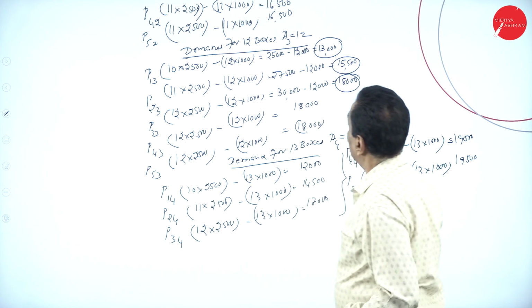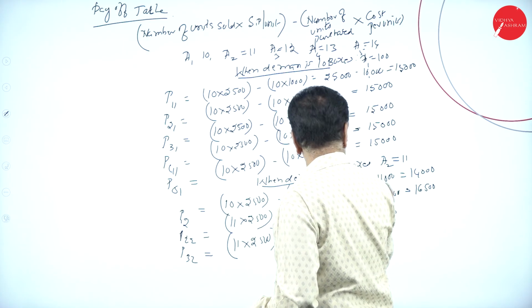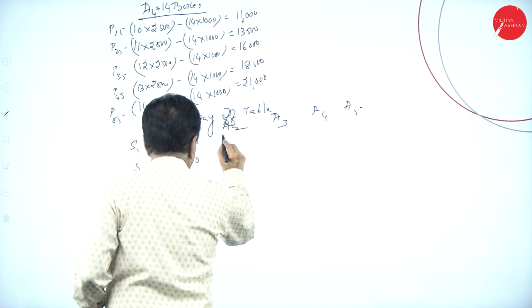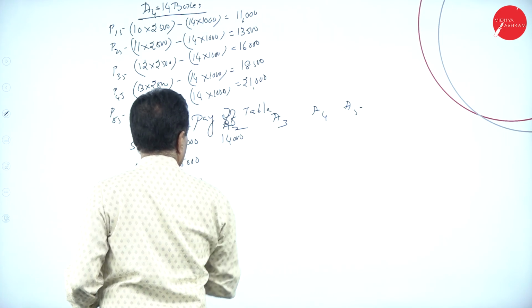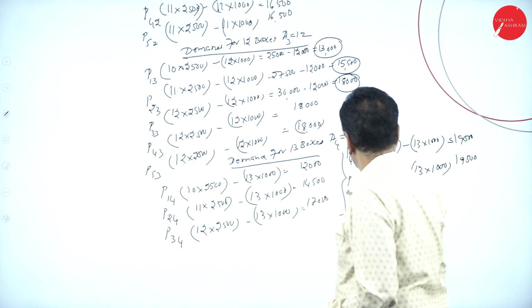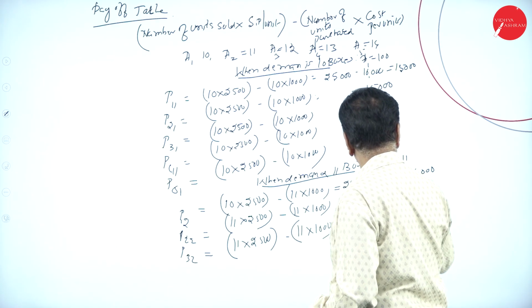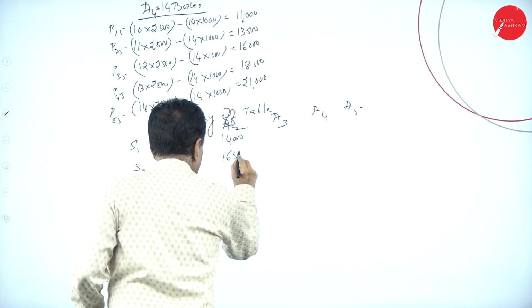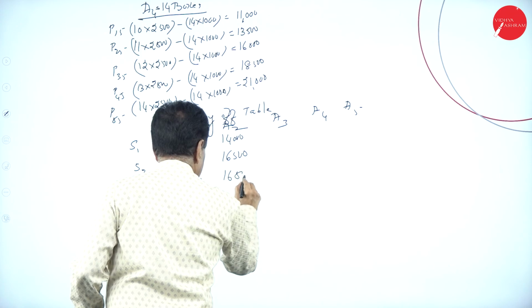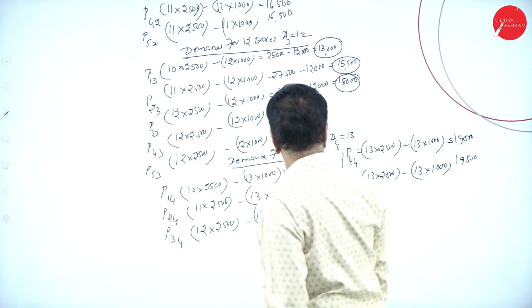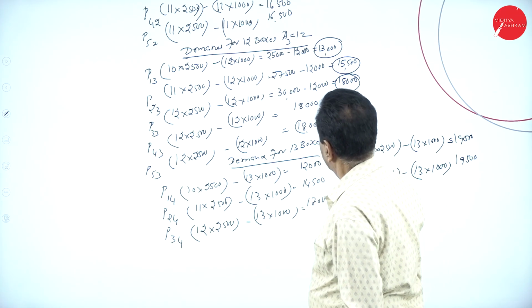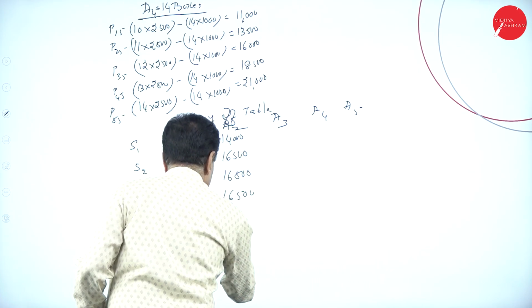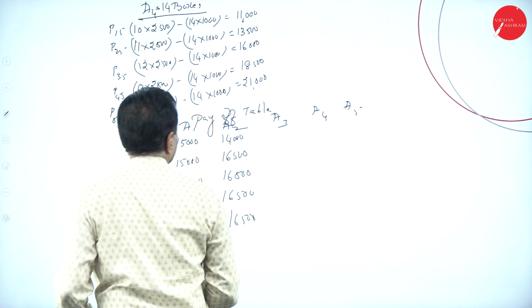Then come back to A2. First is 14,000. A2 is 14,000, 16,500, 16,500, 16,500, 16,500.